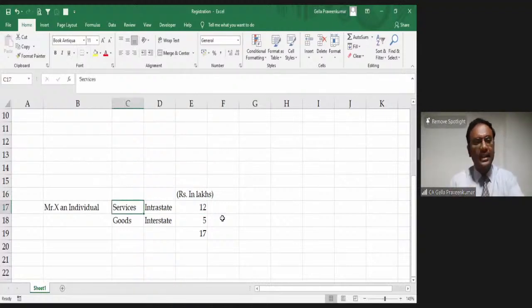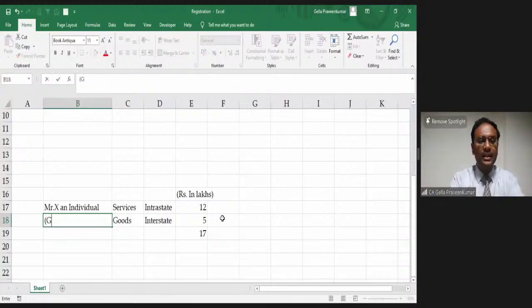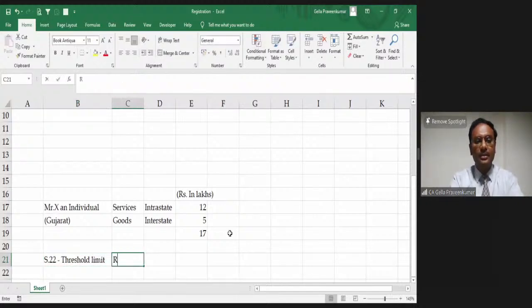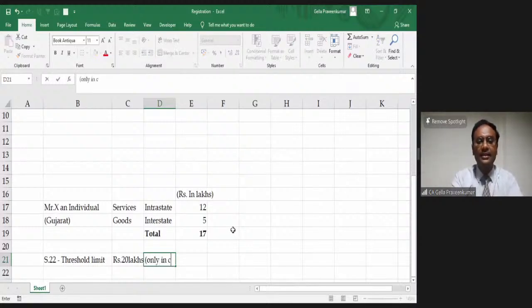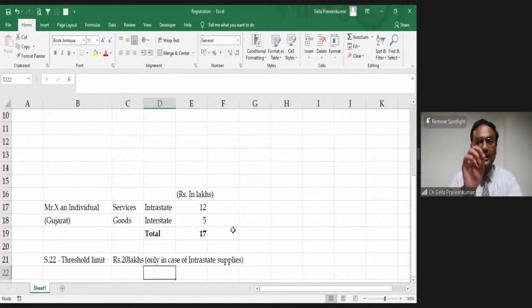I repeat, this individual, this gentleman, say he is in the state of Gujarat. Now, Gujarat is not a special category state. My threshold limit under section 22, how much? My section 22 threshold limit is rupees 20 lakhs. Now, here my total value of supply is 17 lakhs. So as per section 22, it says up to a sum of rupees 20 lakhs, no need to register. But that is only in case of intra-state supplies.